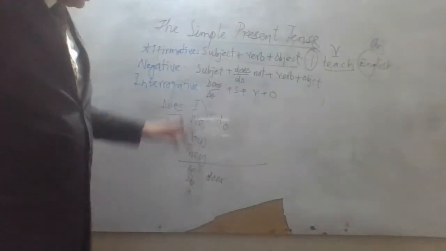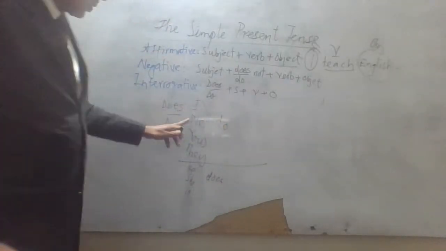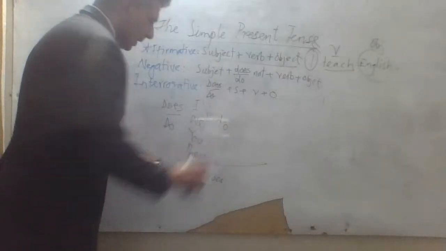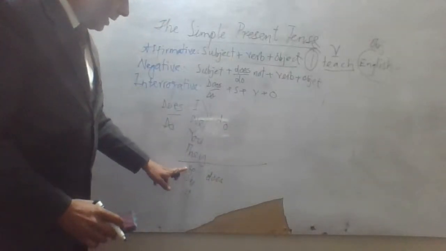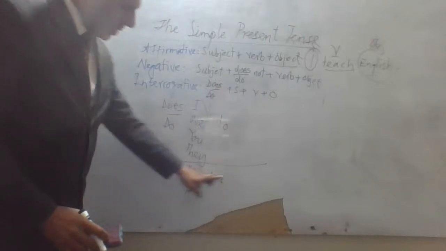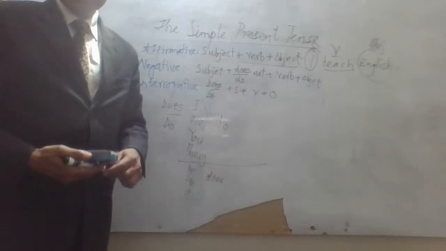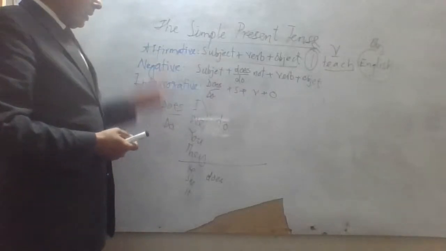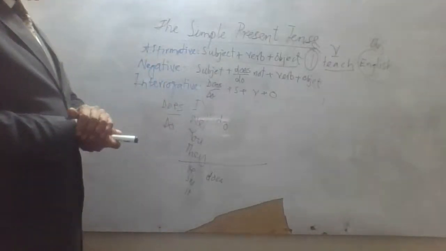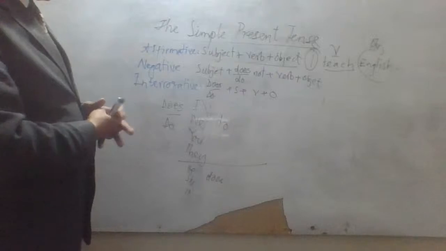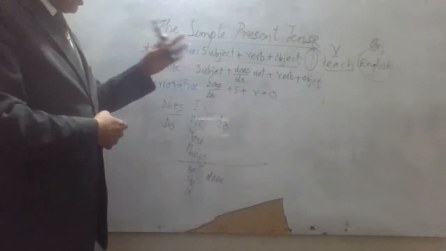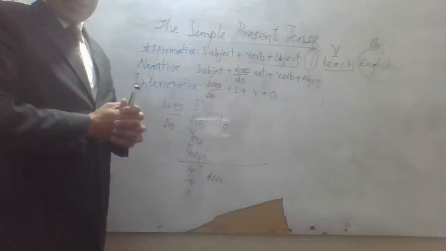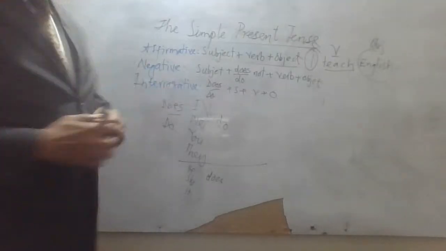Like I do not play cricket. We do not play cricket. You do not play cricket. They do not play cricket. He does not play cricket. She does not play cricket. It does not rain in winter. So, in this present simple tense, we use subject, verb, and object, and we use does or do not in negative and interrogative. Now, this is the form.